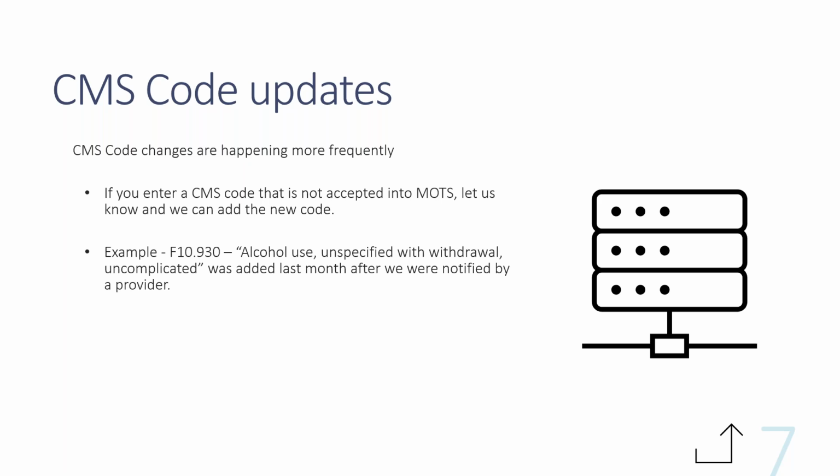What we have found is that there's a lot of new ones. If you're trying to enter a non-Medicaid service for a client and you're searching in the drop down, because usually in the drop down boxes you can start typing and look for a diagnosis code or the procedure code, and you can't find the one that you believe is the correct one for the client, let us know, because most often we need to add that new code. We try and stay on top of them, but with so many changes coming, we depend on you folks to also let us know what we may have missed inadvertently. An example would be F10.930, alcohol use, unspecified with withdrawal, uncomplicated, which was added last month after we were notified by a provider.